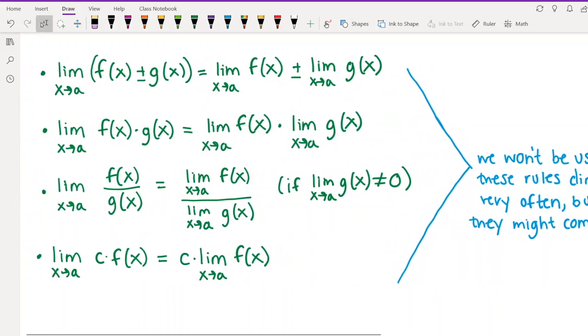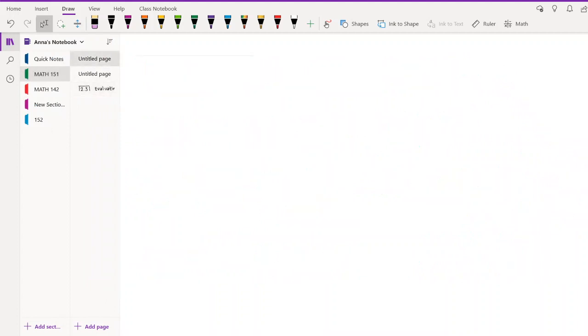Okay. So now that we have that out of the way, we're going to talk about the actual methods that you're going to be using to evaluate limits for the most part. So the first method we need to talk about is something that's called direct substitution. So direct substitution is kind of what it sounds like.